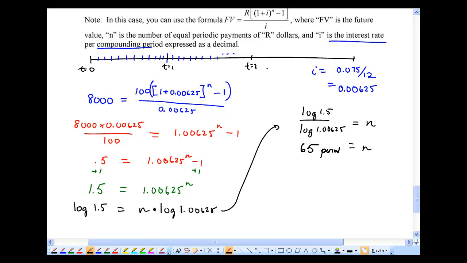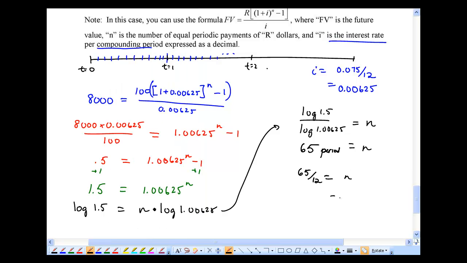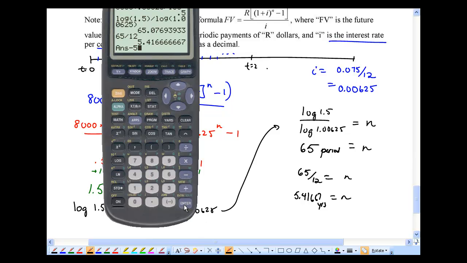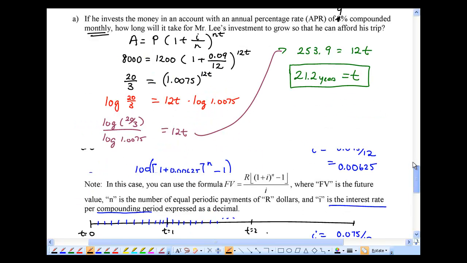So really, if I'm asking for how long it's going to take, I should take 65 divided by 12, and that will tell me how many years it's going to take me to save up enough money. So, it's not too bad. Only about 5.416667 years. If I want to be even more accurate, I'm just going to figure out how many months that is, subtract off the 5, multiply that by 12. Looks like it's 5 years and 5 months. Much, much quicker than in part A, where it took me 21 years.